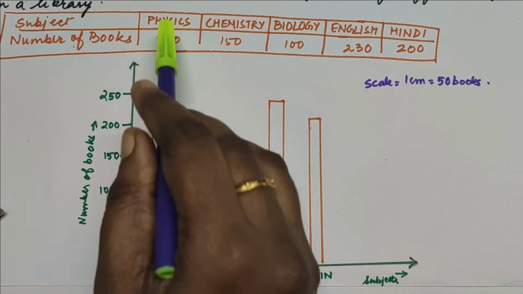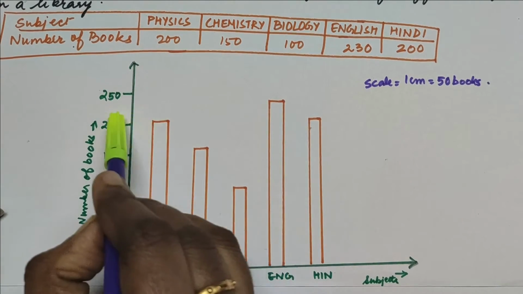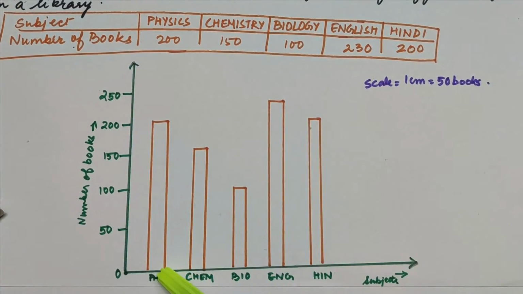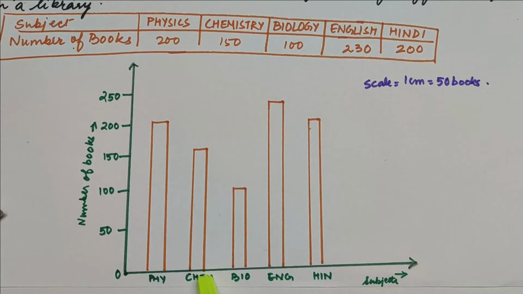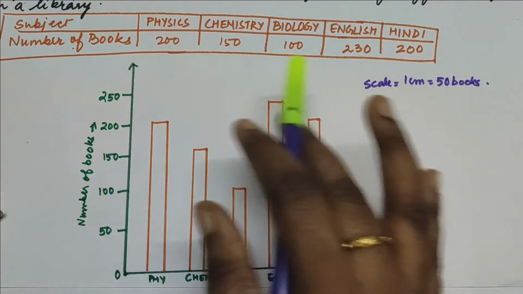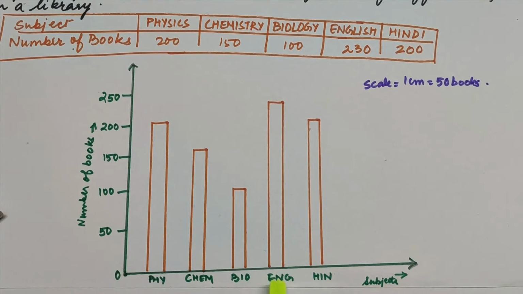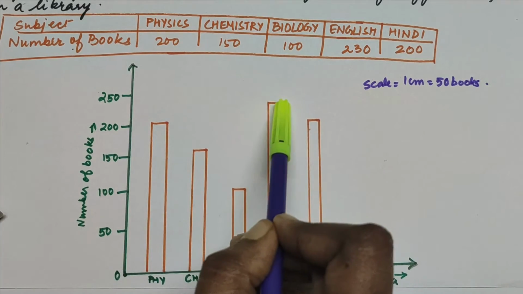And here physics, you can see 200 books. So where is 200? Here. So we plot a bar there. Similarly, chemistry is 150 books, so we plot a bar, and bio 100. By seeing this, anyone can immediately know that English has the maximum number of books in the library. So how much is it?